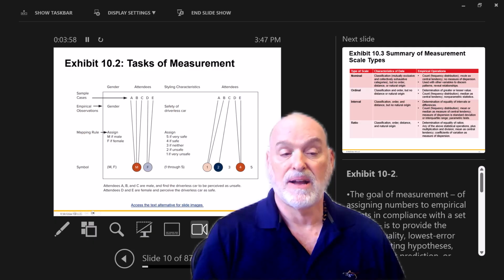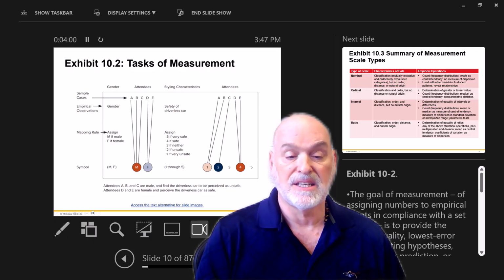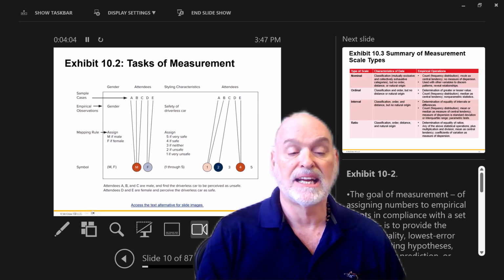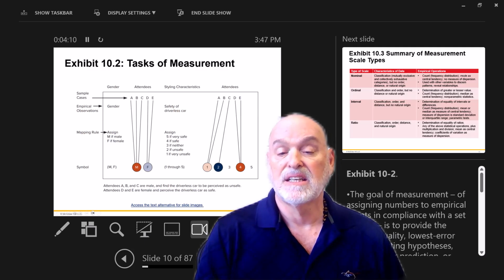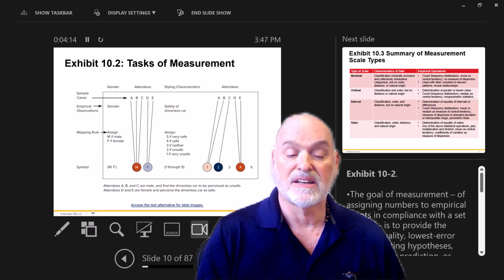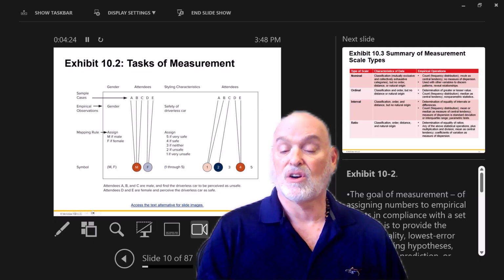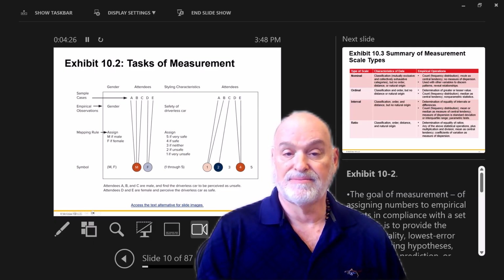The tasks of measurement. So we have sample cases here, male and female, empirical observations, gender, M if male, F if female. Then we have styling characteristics, safety of driverless cars, assign 5 if very safe, etc. So attendees A, B, and C are male and find the driverless car to be perceived as unsafe. Attendees D and E are female and perceive the driverless car as safe.